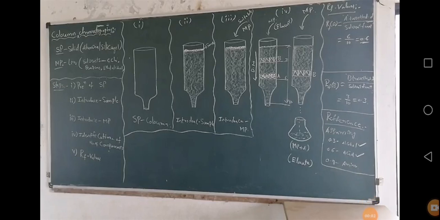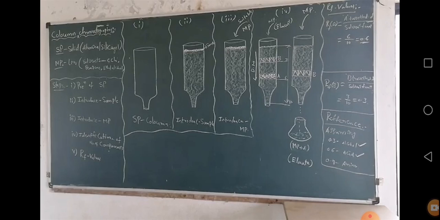Today's topic is column chromatography, a revision of column chromatography. Generally, based on the color we determine the number of components present in the given mixture, and we also identify the separated components. With the help of chromatography we can identify the number of components as well as separate them.